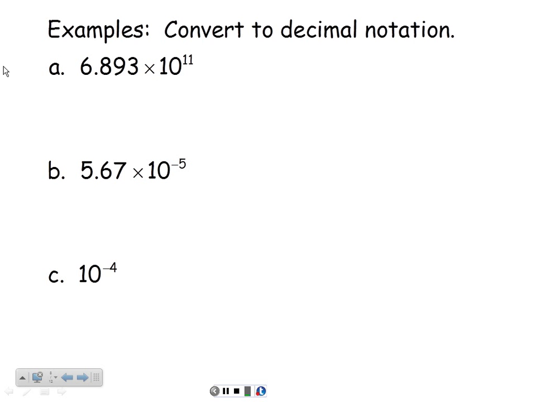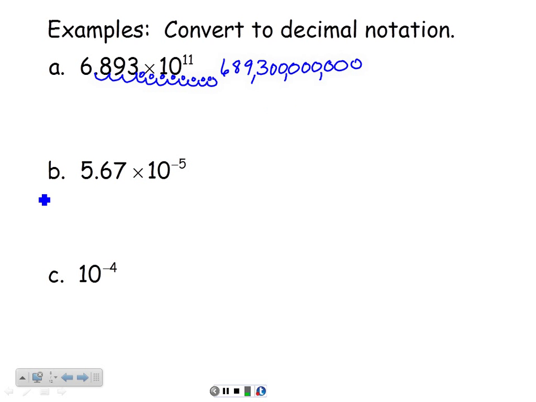So that's going to give me 6893, moving the decimal 1, 2, 3, 4, 5, 6, 7, 8, 9, 10, 11. So how many zeros do I need? 1, 2, 3, 4, 5, 6, 7, 8 zeros. And so that's a really big number, and that's what you're going to get.